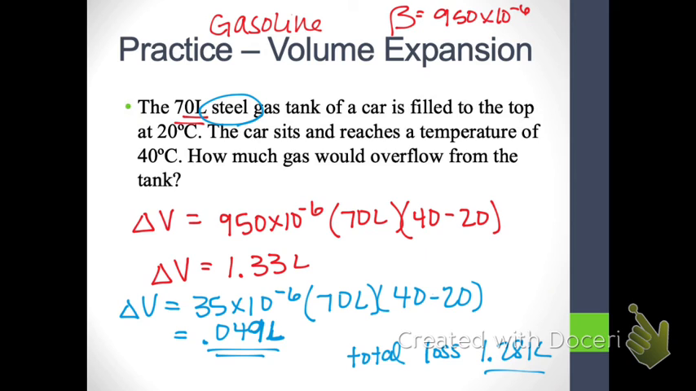My tank got a little bit bigger, so it allowed me to have a little bit more gas in there, but then I still didn't have enough room. All right, so my total loss or my overflow of gas would have been 1.281 liters.